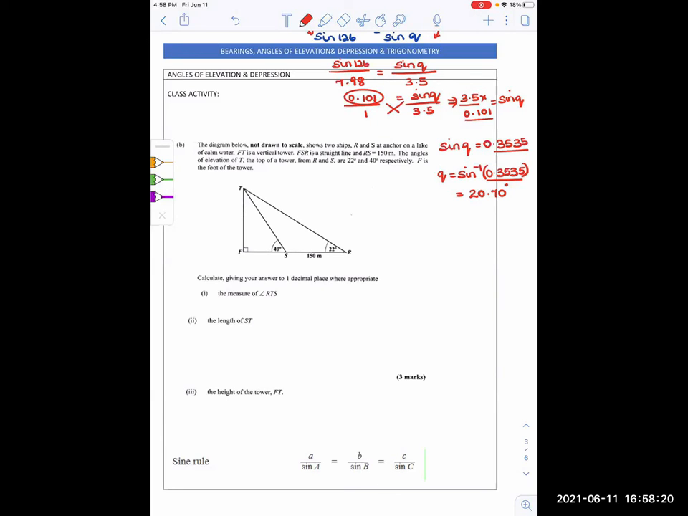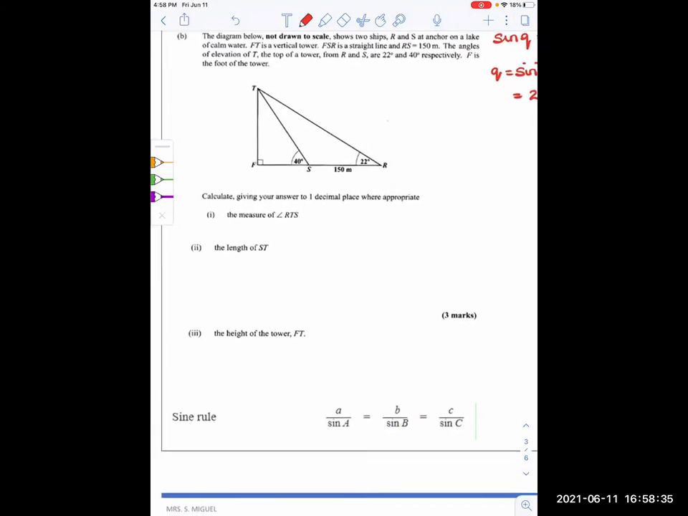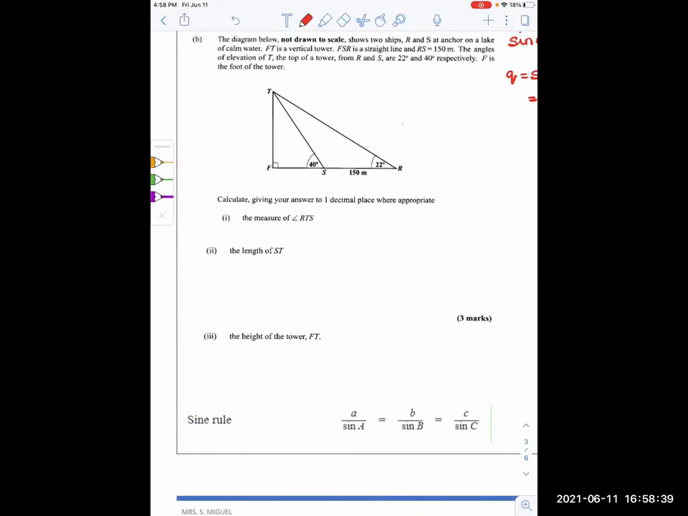All right, are you all ready? Or is anyone still writing? No, miss. The diagram below, not drawn to scale, shows 2 ships, R and S, at anchor on a lake of calm water. FT is the vertical tower, FSR is a straight line, RS is 150 meters. The angles of elevation of the top of the tower from R and S are 40 degrees and 22 degrees respectively. F is the foot of the tower. So we want to find the measure of angle RTF. How would we find the measure of RTF? Anybody?